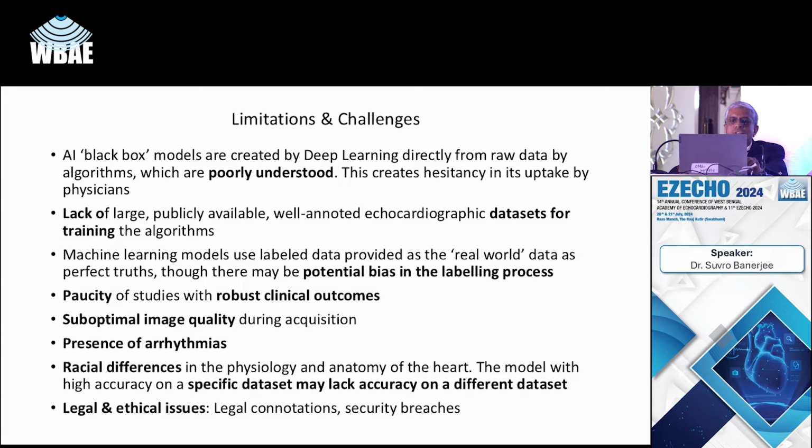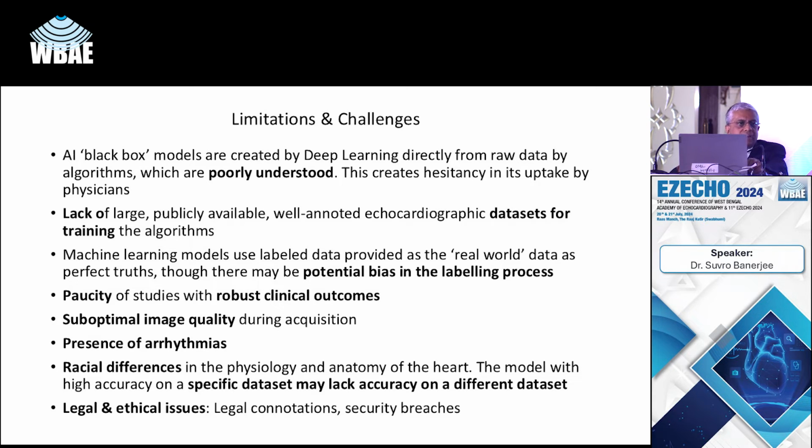Still now, there is a paucity of studies with robust clinical outcomes. And then suboptimal image quality during acquisition can also be a problem for AI to interpret. Presence of arrhythmias could be a challenge. Another thing we have to keep in mind is there may be racial differences in the physiology and anatomy of the heart. So an AI model which has been validated in a particular race may not be applicable to another. So we actually need AI data for different geographical locations or different races.